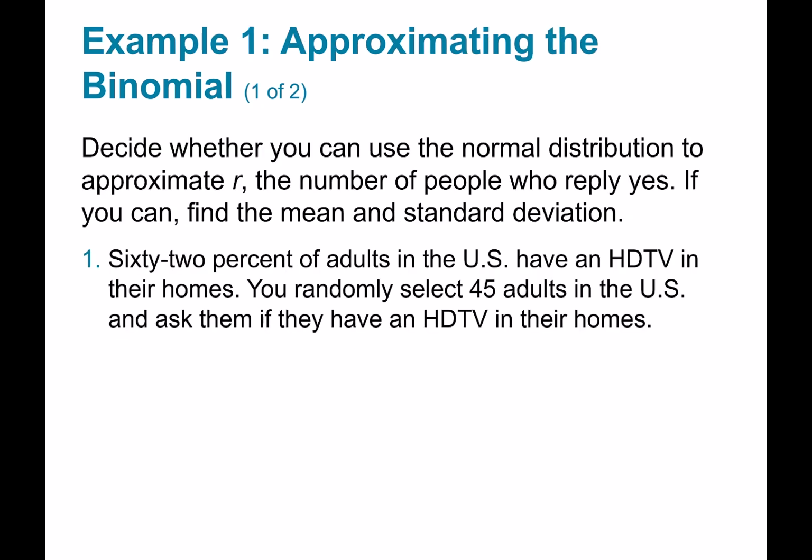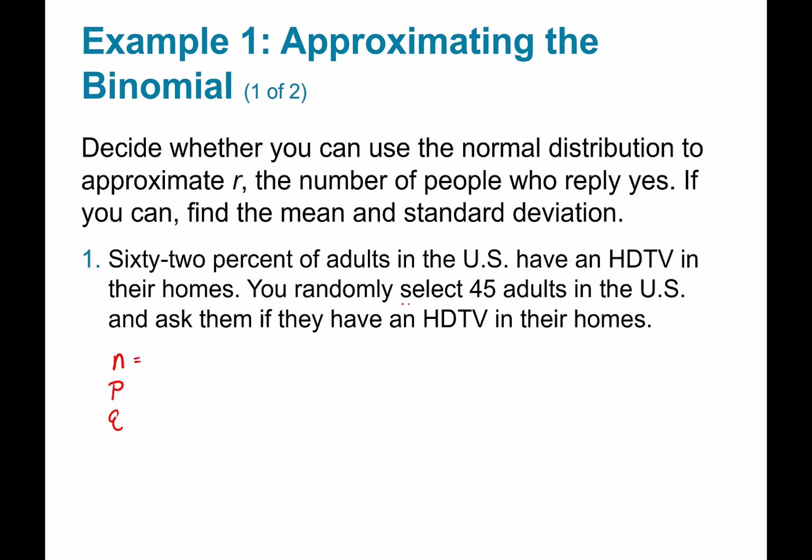Decide whether or not we can use the normal distribution to approximate R, the number of people who reply yes. And if we can, let's find the mean and standard deviation for that normal distribution. So 62% of adults in the U.S. have an HDTV in their homes. You randomly select 45 adults in the U.S. and ask them if they have an HDTV in their homes. So to be able to determine whether or not we can use it, we need to define what n, p, and q are. Remember, n is our number of trials.